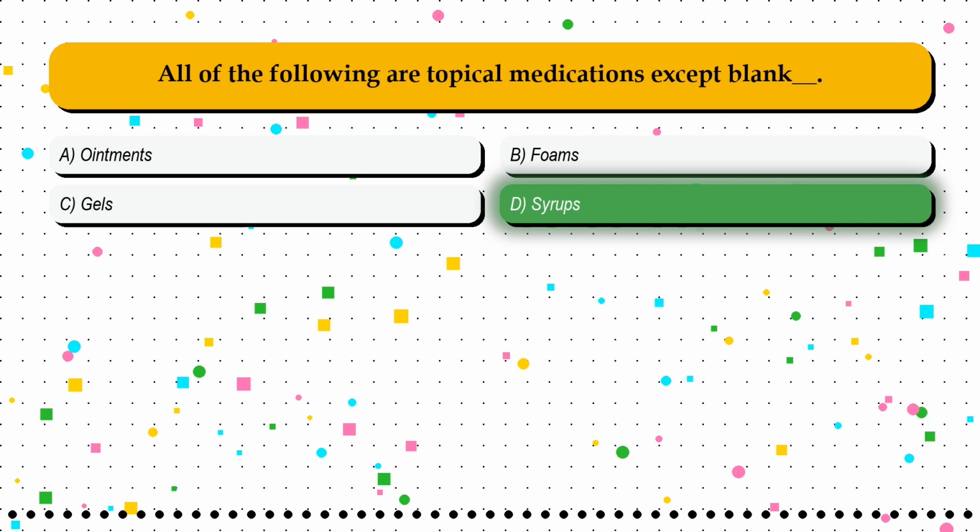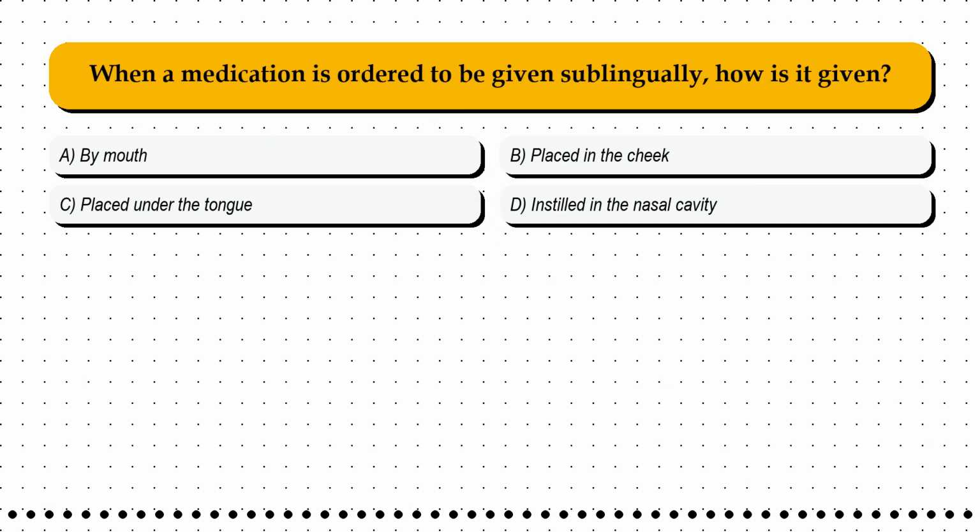The correct answer is option D. Syrups. Question 18. When a medication is ordered to be given sublingually, how is it given? Option A. By mouth. Option B. Placed in the cheek. Option C. Placed under the tongue. Option D. Instilled in the nasal cavity.